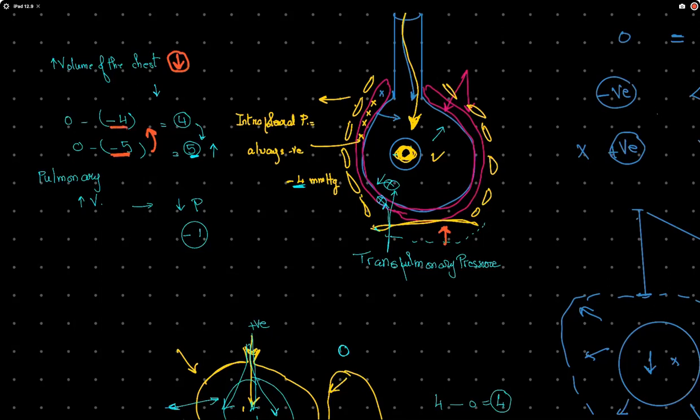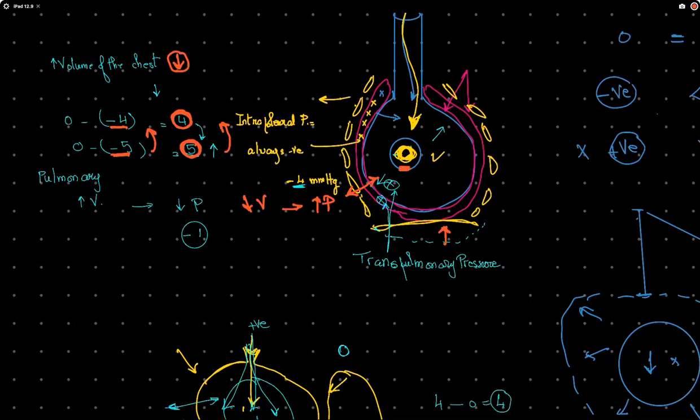So the transpulmonary pressure, which determines whether my lungs are going to be inflated or deflated, has decreased from 5 millimeter mercury to 4 millimeter mercury. So I have a decrease in the pressure that keeps my lungs inflated. As a result, the volume of the lung is going to be decreasing. And as I have a decrease in the volume, what's going to happen to the pressure? Pressure goes up.